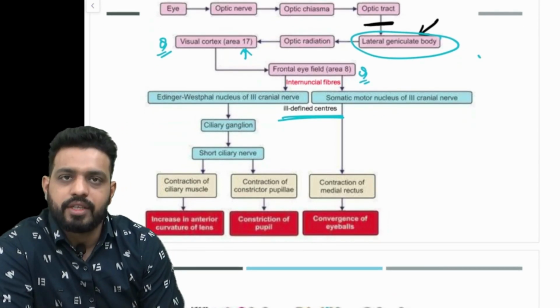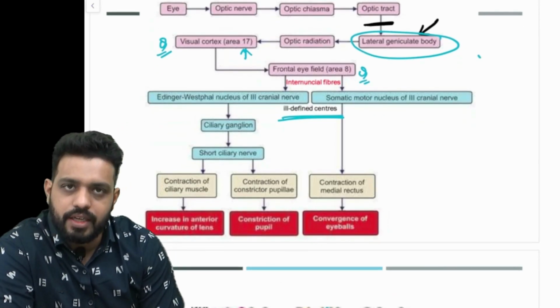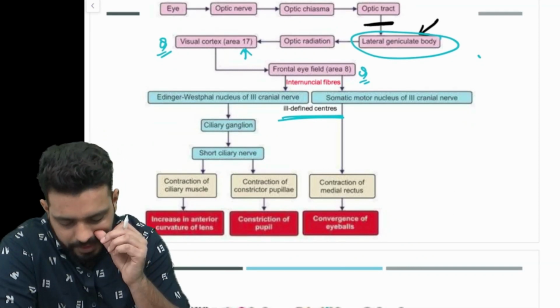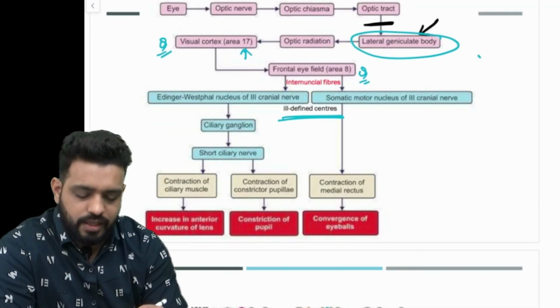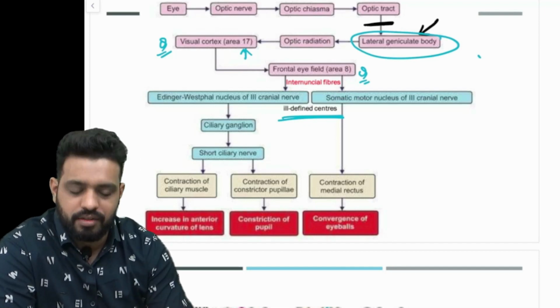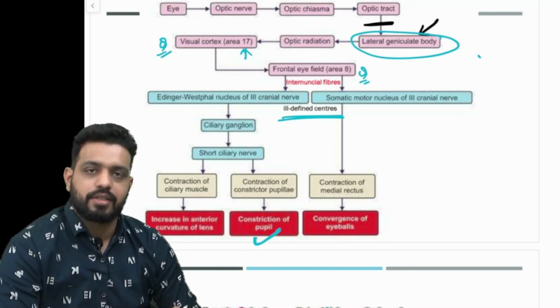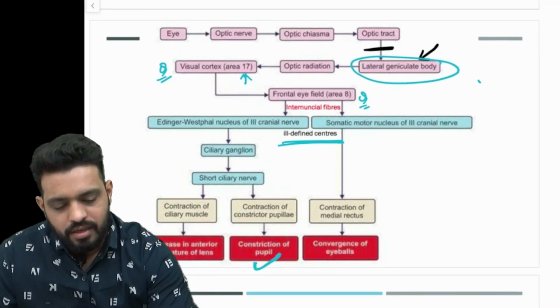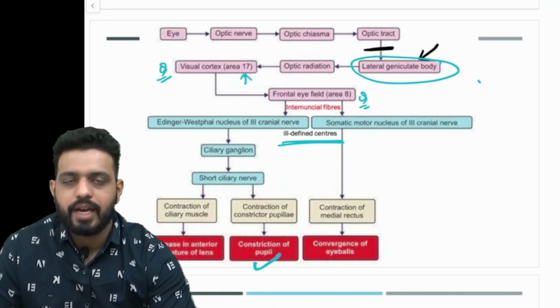Again, from cranial nerve 3, the Edinger-Westphal nucleus will go to the ciliary ganglion. How does it go? Through the nerve to inferior oblique. Short ciliary nerve, again the same pathway. Contraction of constrictor pupillae, again the same pathway as I told you, and you are getting constriction of pupil. This is very much similar to light reflex, but the only thing is it is going through the lateral geniculate body.